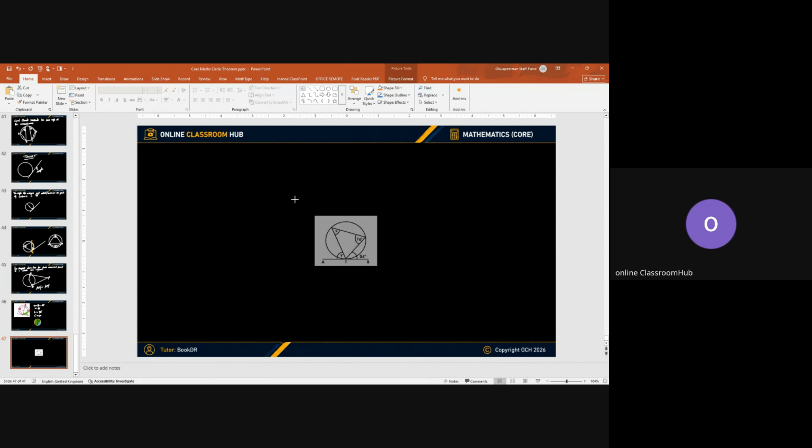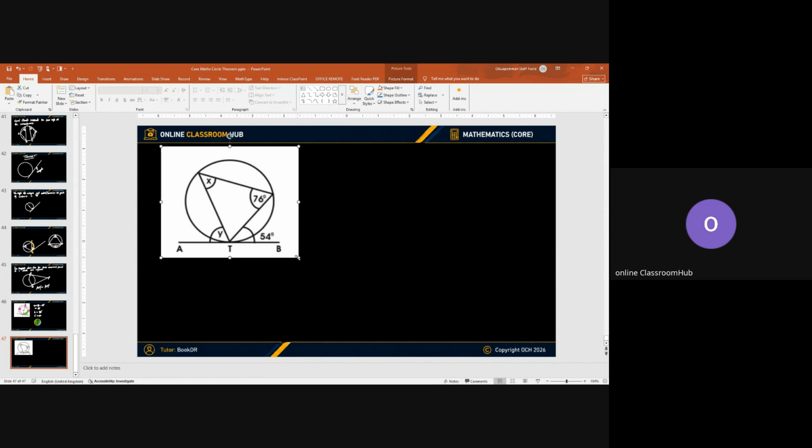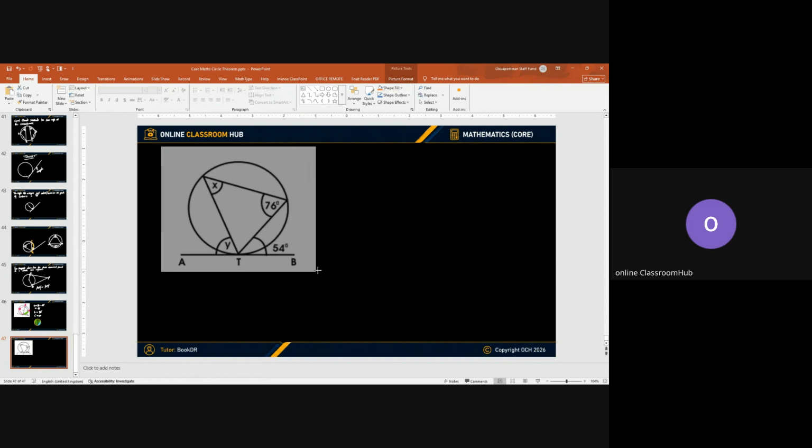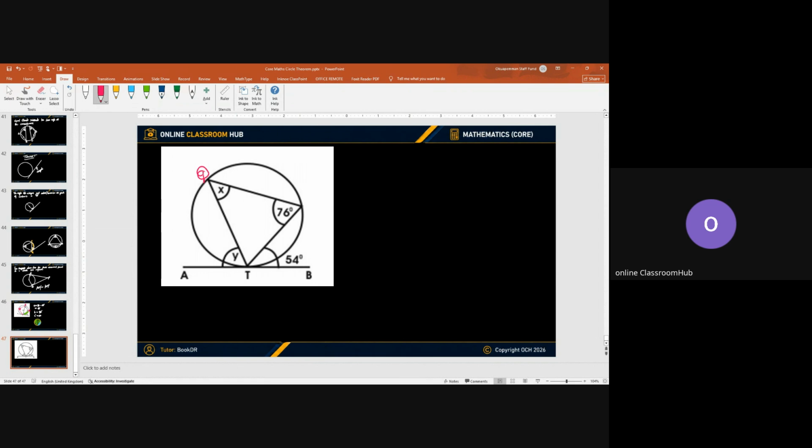Let me enlarge it a small. We are looking for the variables x and y, only x and y. So let me add other points. Let me call here Q. Let me call here R. And remember, that line AB is a tangent.